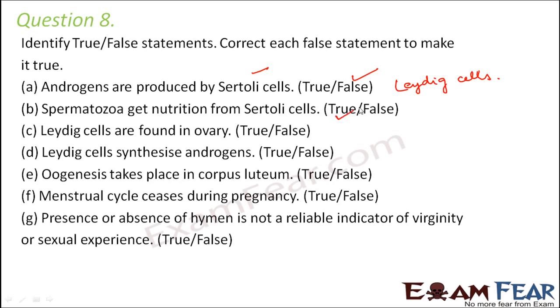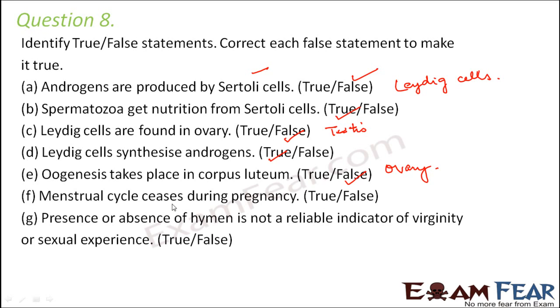Yes, this is true, as I said, because the job of Sertoli cells is to provide nutrition. Leydig cells are found in ovary. Obviously not. This is false, because the Leydig cells are a part of the male reproductive system. So they are found in the testis, in the interstitial spaces between the seminiferous tubules. Leydig cells synthesize androgens. Yes, this is true. Oogenesis takes place in corpus luteum. This is again false, because corpus luteum is just a structure which is formed inside the ovary. Oogenesis is the process of egg formation, which again takes place inside the ovary.